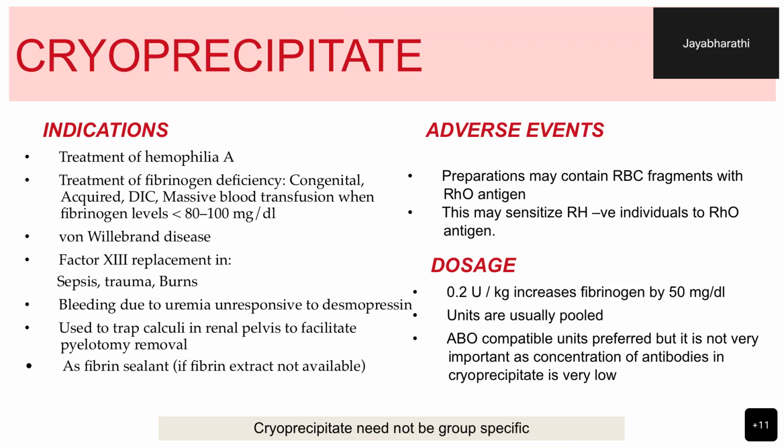And adverse events include that preparations may contain RBC fragments with RHO antigens. So one should be cautious, and this may sensitize RH negative individuals to RHO antigen. And the dosage is 0.2 unit per kg, which increases fibrinogen by 50 milligram per deciliter. Units are usually pooled, and ABO compatible units are preferred, but it is not very important as the concentration of antibodies in cryoprecipitate is very low. Cryoprecipitate need not be group specific.